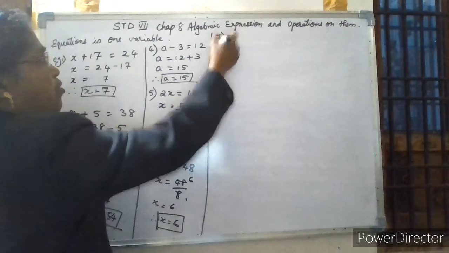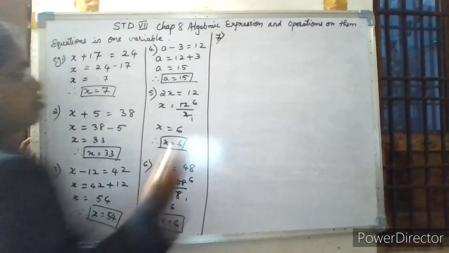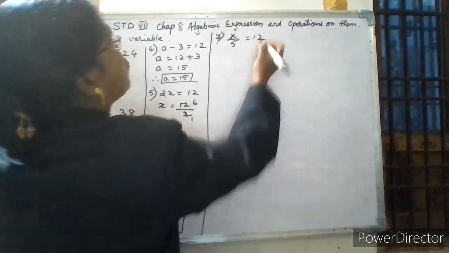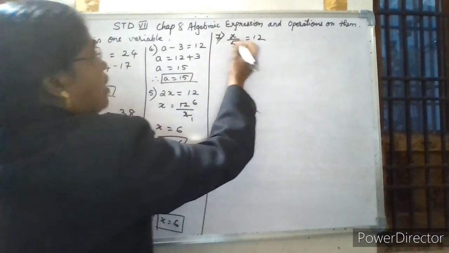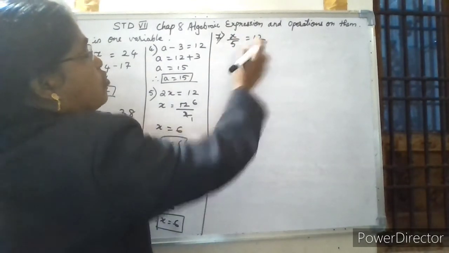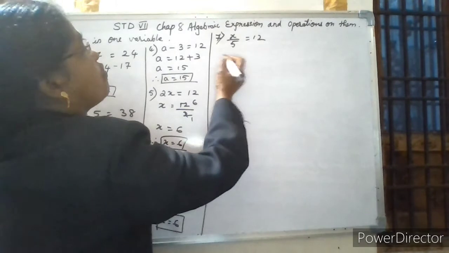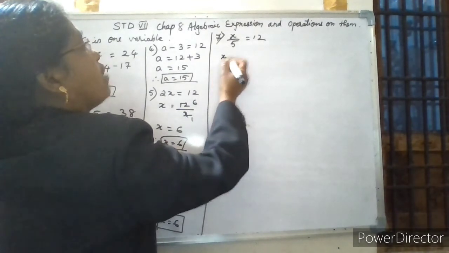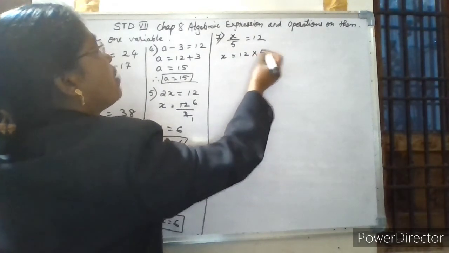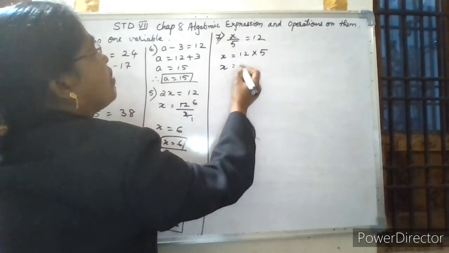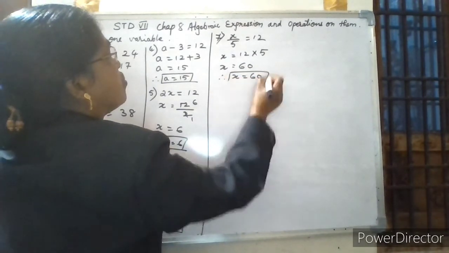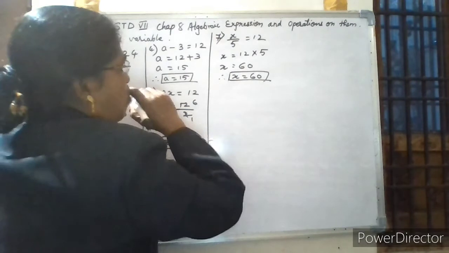Seventh example. Suppose x by 5 is equal to 12. x divided by 5 is equal to 12, division is given. The opposite of division is multiplication. So x will be equal to 12, directly you take the 5 to the other side, it gets multiplied. So x is equal to 12 fives are 60. Therefore, the value of x is 60.